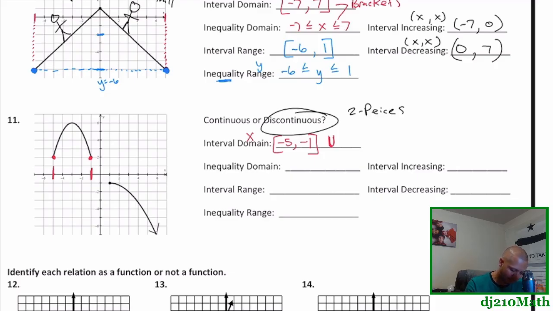Second piece, we're looking at x equals 1. Closed circle, so it's a bracket, right? Closed circle means a bracket. Up to the arrow. Arrow always means infinity. X is going towards infinity.